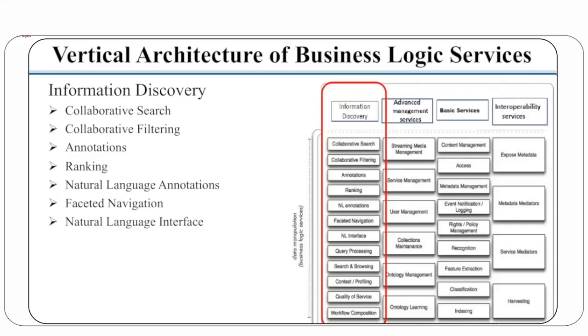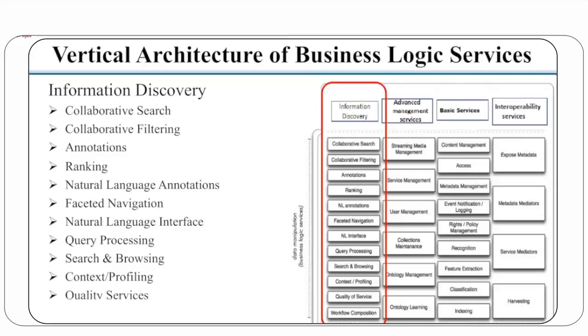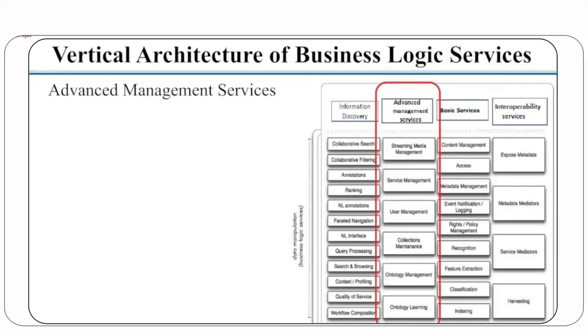End users can also interact with the DLMS to compose workflows to support their business needs. This layer includes collaborative search, collaborative filtering, annotations, ranking, natural language annotations, faceted navigation, natural language interface, query processing, search and browsing, context or profiling, quality services, and workflow composition.